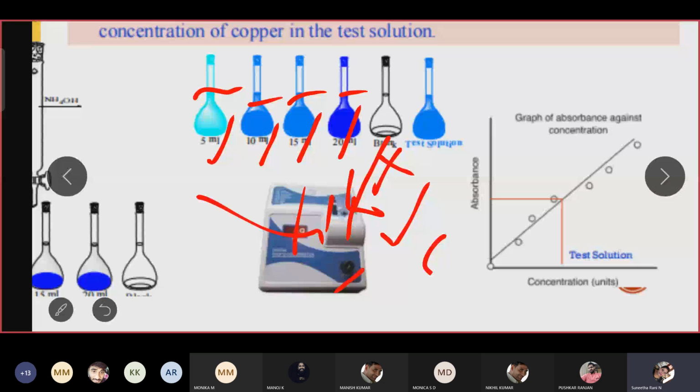Then plot concentration on the x-axis and absorbance on the y-axis. Blank solution is 0, so you will get the dot at the origin. Next, prepare the 5 ml solution and take it in the sample holder.